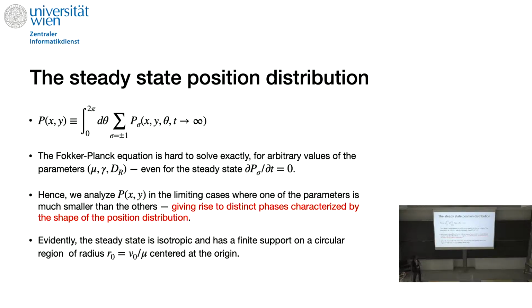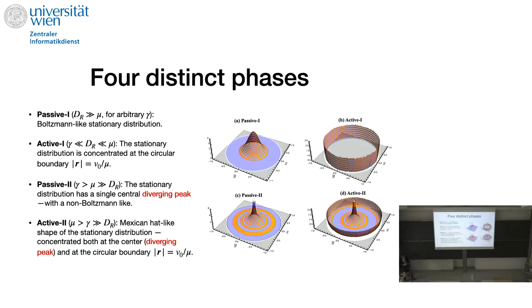And so again, you have these three parameters. One is your trapping strength, mu. Then the other is your direction reversal. And the third is the rotational diffusion. These together give rise to various steady states. And so this is a schematic of this.